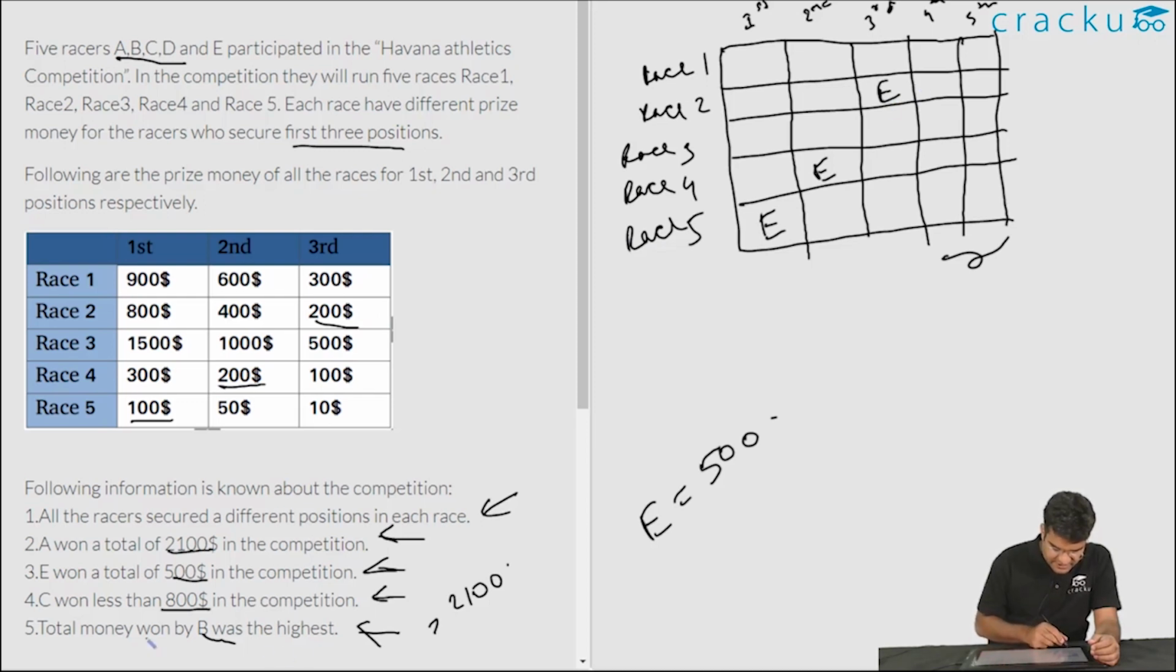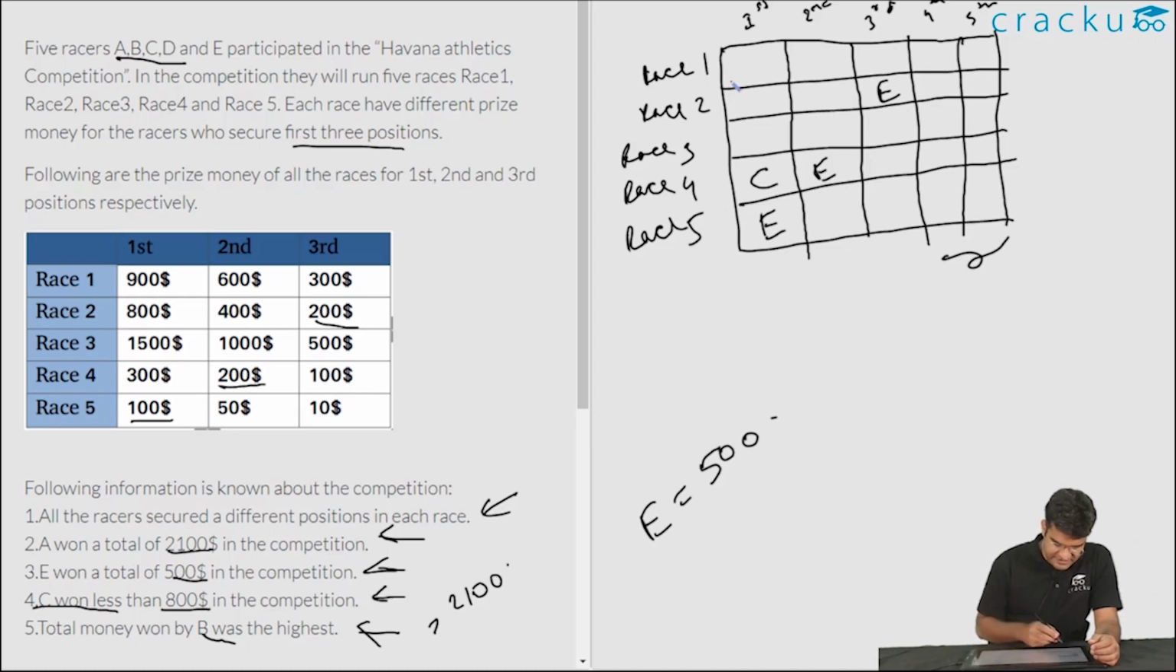Second, we will use over here the fact that C has won less than $800, because then we can easily fill up that C has won race 4. Because if C wins any of the other three, he would be getting more than $800. So we know that this is won by C. So B, A and D have come first in races 1, 2, 3, just to make it clear.